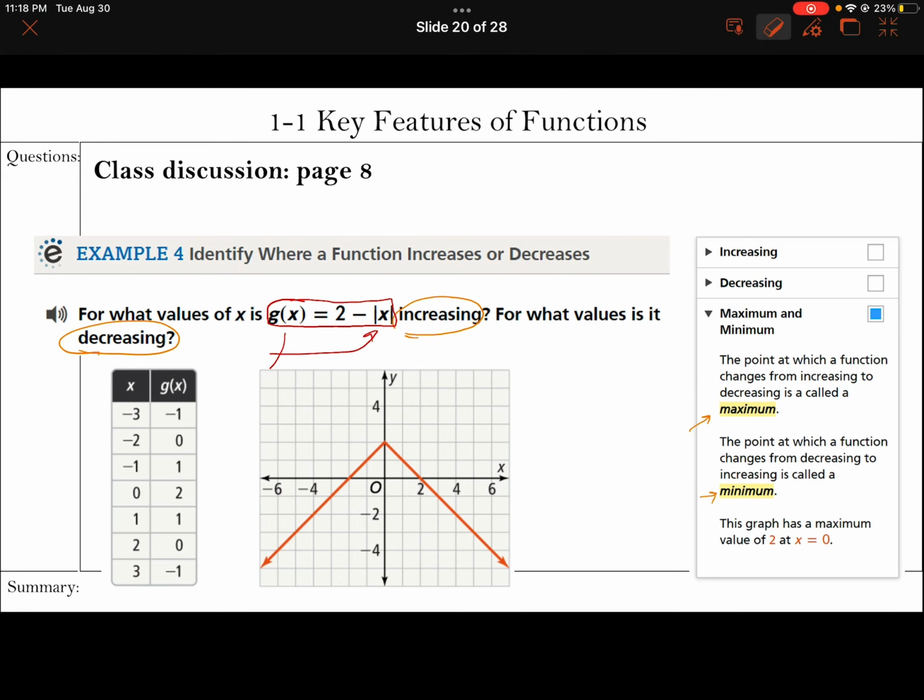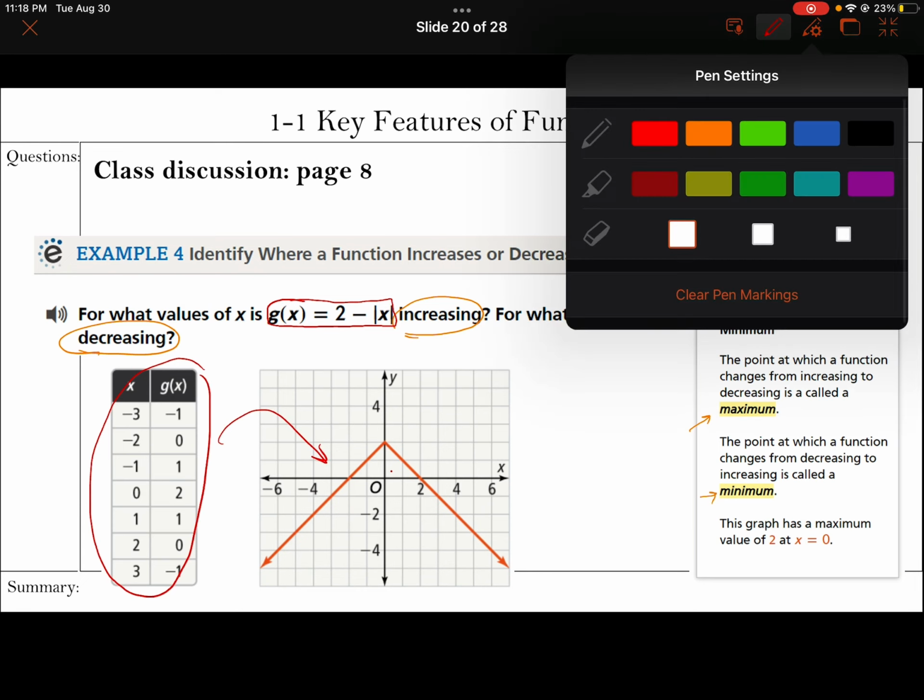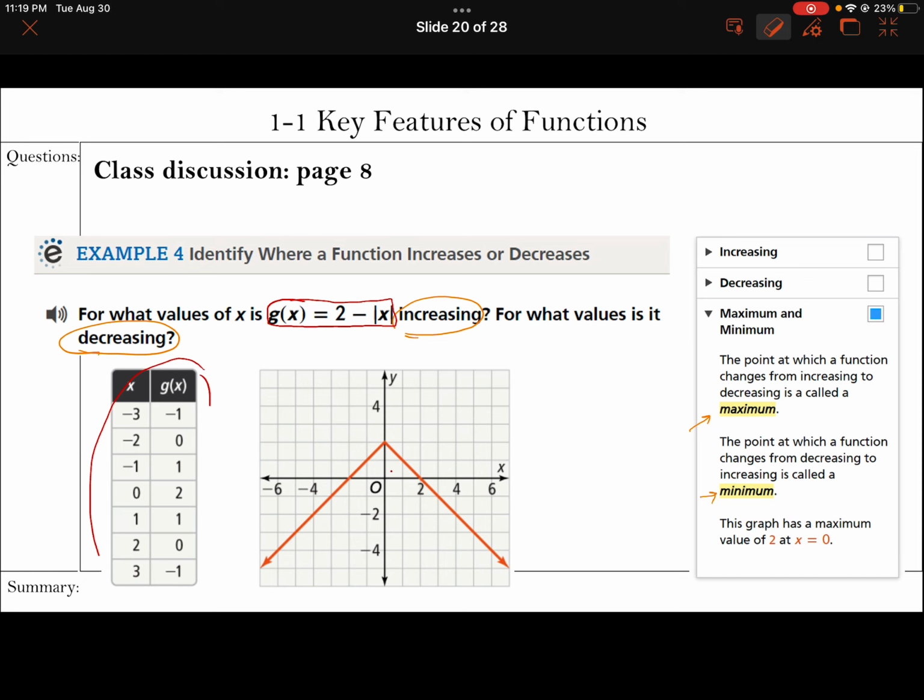Okay, so same thing goes for the other x values. So after getting this, you graph it, and it's already showing us the graph of the function. So now let's go back to the question. For what values is it increasing?